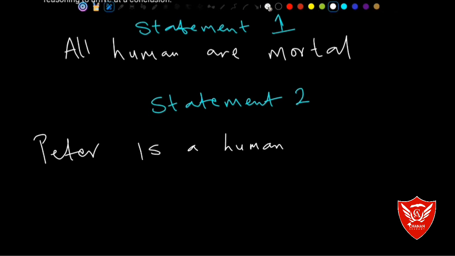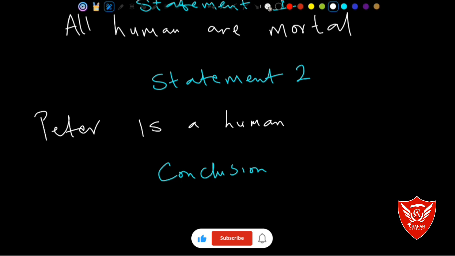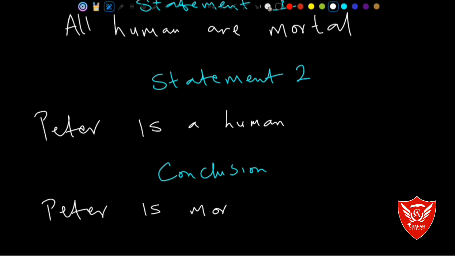Now, if Peter is a human and the first statement is true, that all humans are mortal, the second statement is saying that Peter is a human. Because the first statement is correct and the second statement is stating that Peter is a human, then we conclude that Peter must be a mortal. Because if he's a human and all humans are mortal, then Peter is mortal.